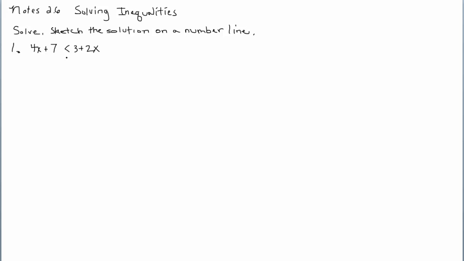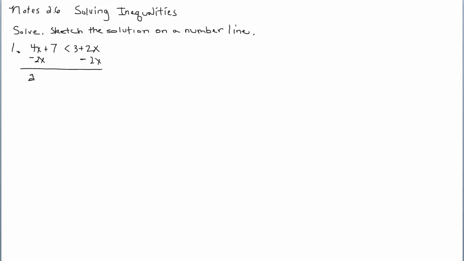Alright, let's identify what we have here. We have variables on both sides of the inequality, so we must gather up the variables on one side of the inequality, numbers on the other, solve from there, and then sketch the solution on a number line. Alright, so it looks like I'm probably going to want to subtract 2x from both sides of this inequality.